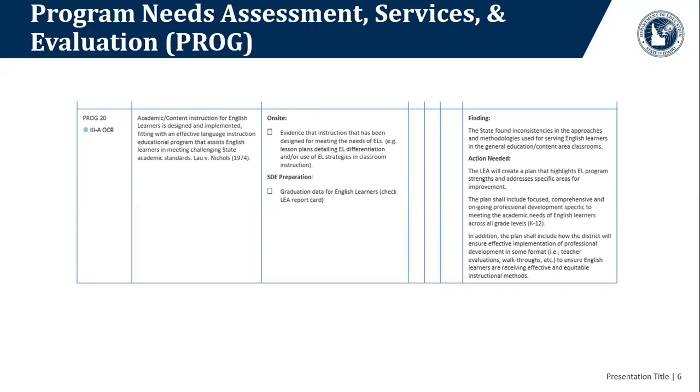You're going to want to show us as much as possible your instructional lesson plans or scope and sequences, or how you are differentiating EL instruction to provide the language acquisition support that students need. What we will look at on our end is the graduation data for English learners. We use the state report card to see if you're meeting the needs of your English learners, and if they are at the same level as your general education population.